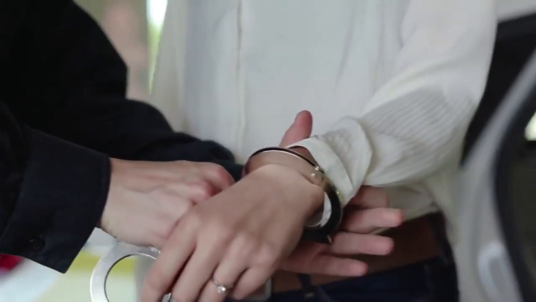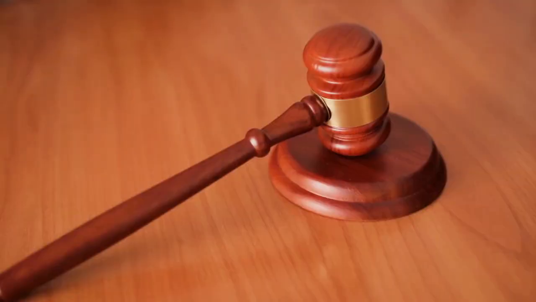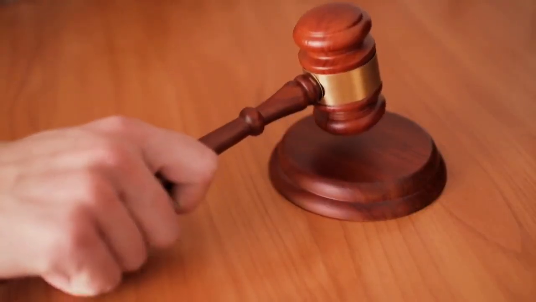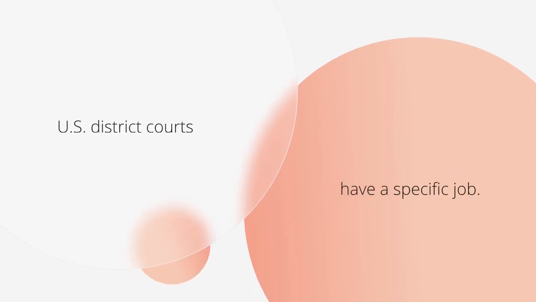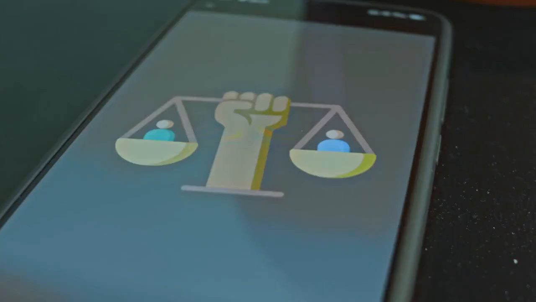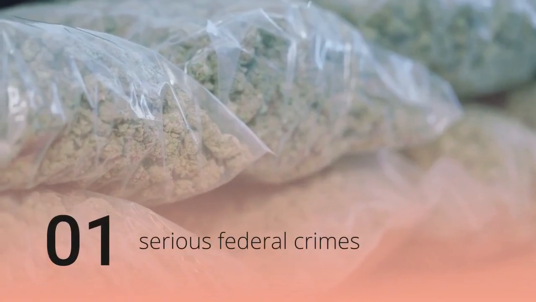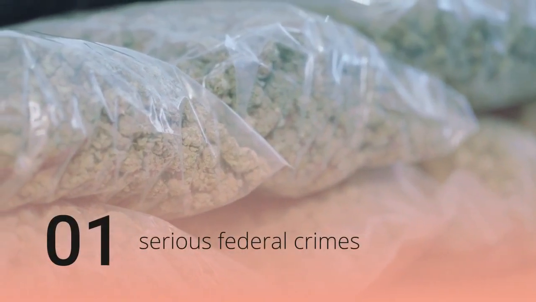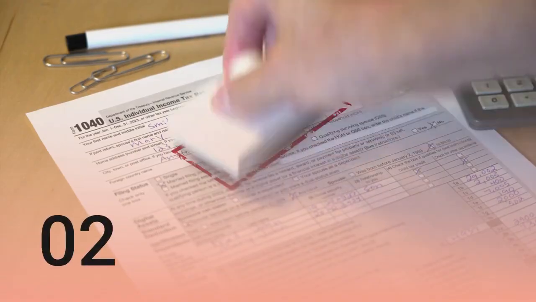Essentially, if you break a state law, from shoplifting to having a contract dispute with your neighbor, you'll end up in a state court, which is often called a county court. U.S. district courts, on the other hand, have a much more specific job. They only hear cases involving federal laws. This includes serious federal crimes like drug trafficking across state lines, tax fraud, counterfeiting money, or immigration violations.